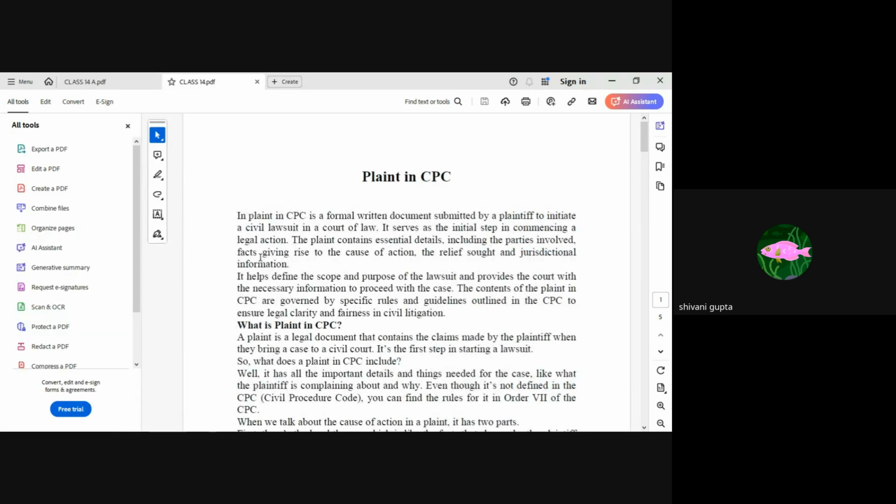I think I have not shared this draft in the group. I will share it as soon as the class is over. I will share the draft of the plaint under CPC and the plaint notes, both the files.